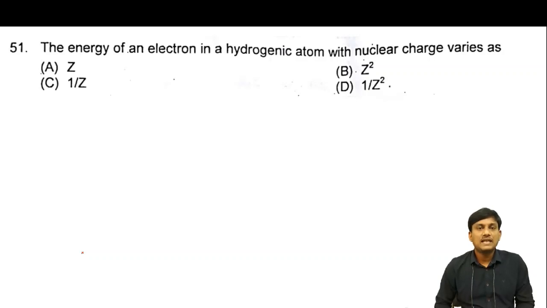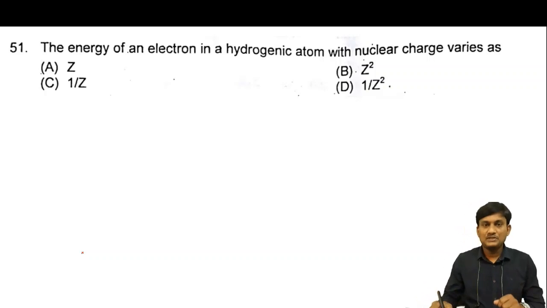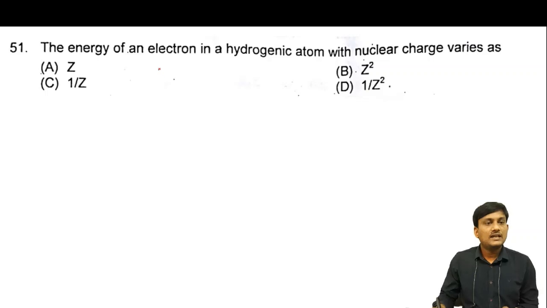In this video, I will explain the questions in the CUCET 2020 chemistry paper, the questions from 51 to 75. Let us take question number 51. The energy of an electron in a hydrogenic atom with nuclear charge Z varies as... Here, hydrogenic atom means hydrogen-like atom, or a single electron containing atom.